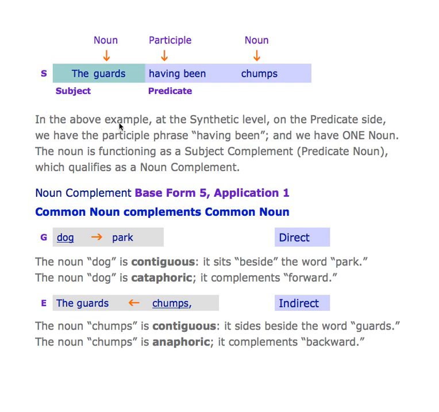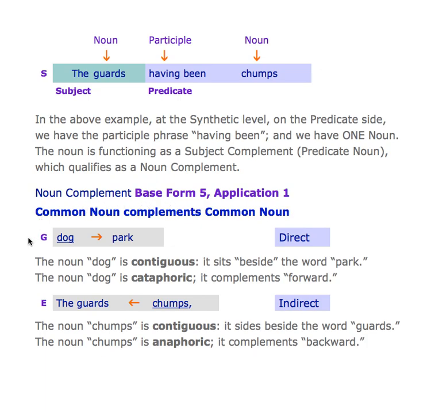In the above example, at the synthetic level, on the predicate side, we have the participle phrase having been, just like before, and we have one noun. The noun is functioning as a subject complement, or you could call it a predicate noun, which qualifies as a noun complement. So you have your one noun, you have your participle, right? And here's your head noun. So here we have an example of noun complement base form 5, application 1.